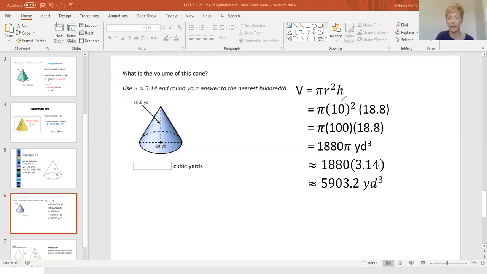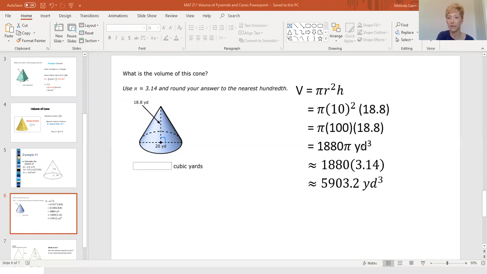I need my radius. Now that 20 is my diameter. That's all the way across. So the radius is going to be half of that. So do you see why I put the radius to be my 10 yards? But the formula says to square that. So when you square 10, you get 100. Now I need the height of the whole cone. So the height of that cone is 18.8 yards. And on a test, I'm going to draw that right angle just to make sure that you understand that's perpendicular.